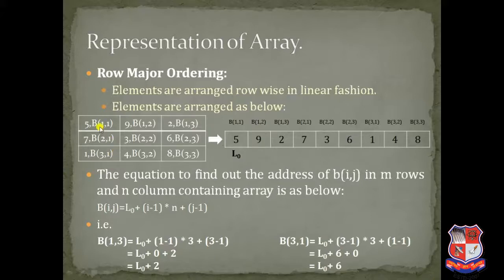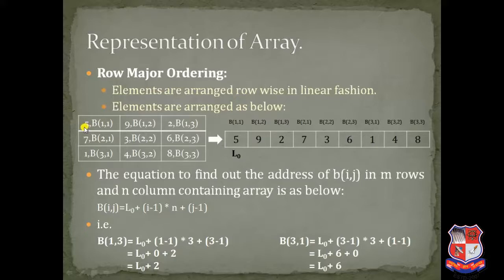As you can see over here, I have a two-dimensional array of 3 rows and 3 columns. The value written before the comma represents the value stored at that memory location, and the value written after the comma represents the location. If I store this in row major ordering, then it can be stored like this. All the elements of the array are stored row-wise.